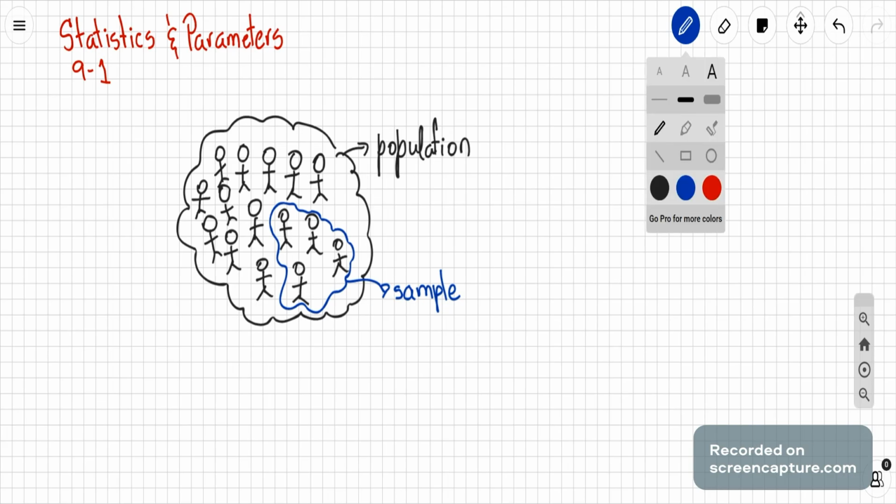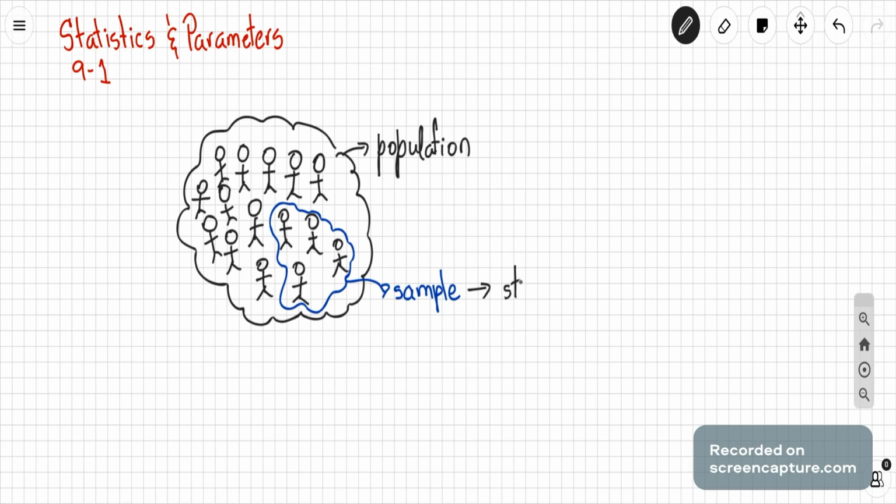So, why do we have to know this in order to talk about statistics and parameters? It is because when I get data that I collect from a sample, that is called a statistic. So from now on, when I talk about statistics, you're going to think of variables, some information that I'm going to collect from a sample. You can relate S of statistics with S of sample.